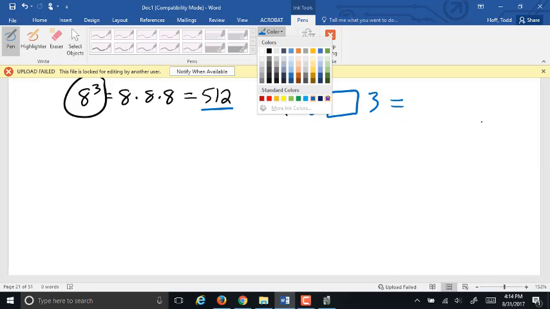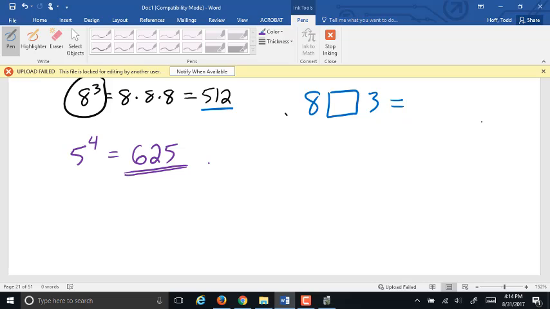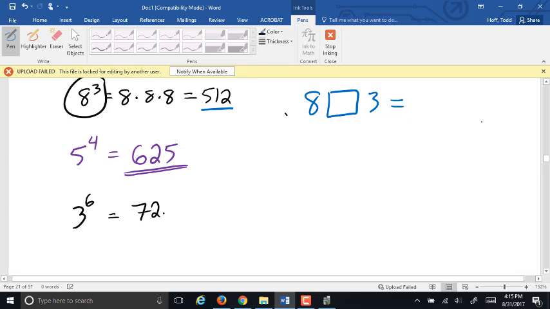So for those of you with your calculators on you, I'm going to see if you can beat me here. I'll be erasing it quick. 5 to the power of 4. Does it come out to 625? Okay. How about 3 to the power of 6? 729?